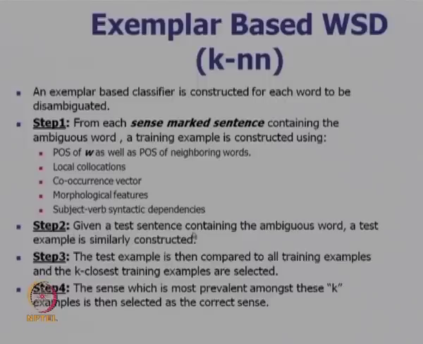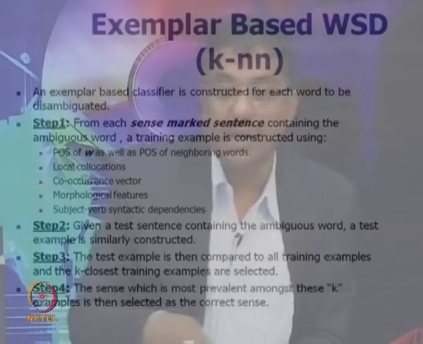Step 2 is, given a test sentence containing the ambiguous word, a test example is similarly constructed. So, we obtain a test example based on the parameters which are listed here. Step 3 is, the test example is then compared to all training examples and the k closest training examples are selected. The sense which is most prevalent amongst these k examples is then selected as the correct sense. So, a diagrammatic representation which I will draw now will help understand this notion, k nearest neighbor.